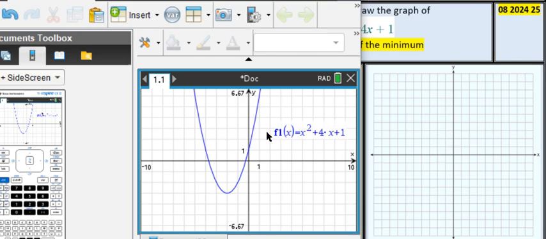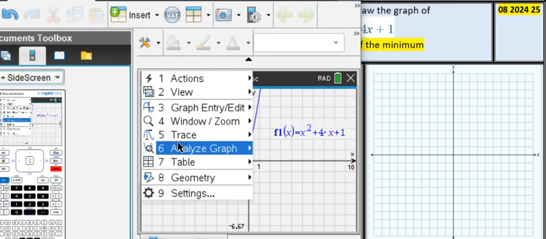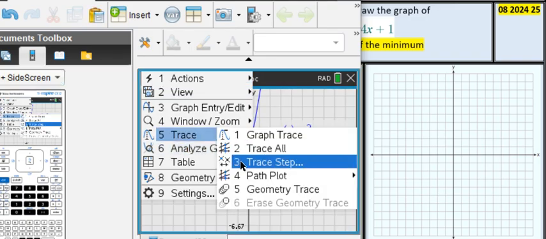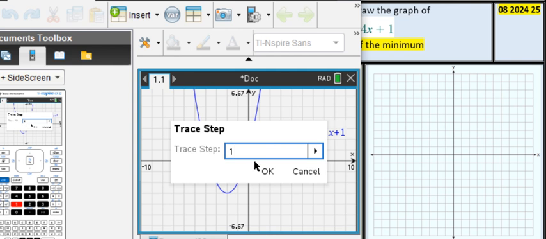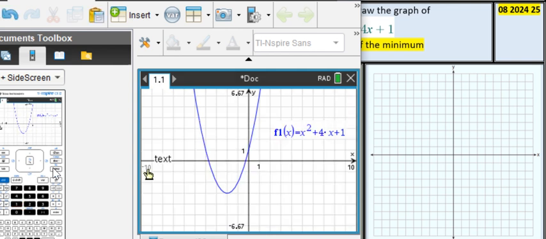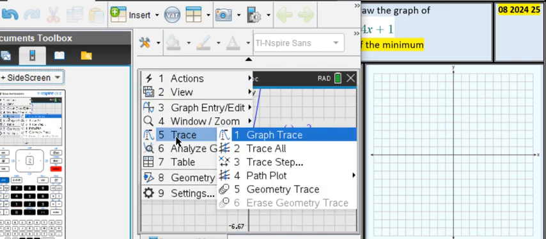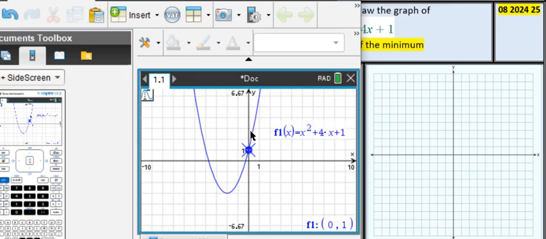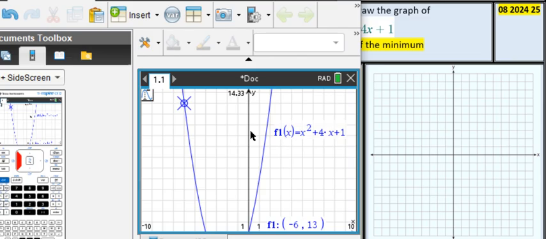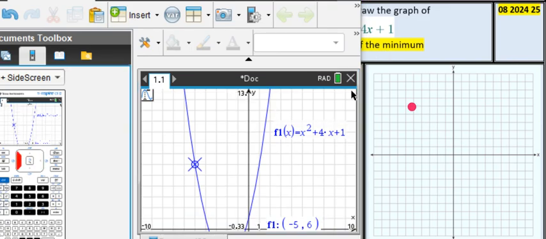I want to replicate this graph on the grid provided. So menu 5, 3. My trace step is 1. Say OK. Now, when I do menu 5, 1, I get all the points looking exactly like they look on the graph that I need. So negative 5, 6 fits on the graph. Negative 6, 13 does not. So my first point over here is going to be negative 5, 6.